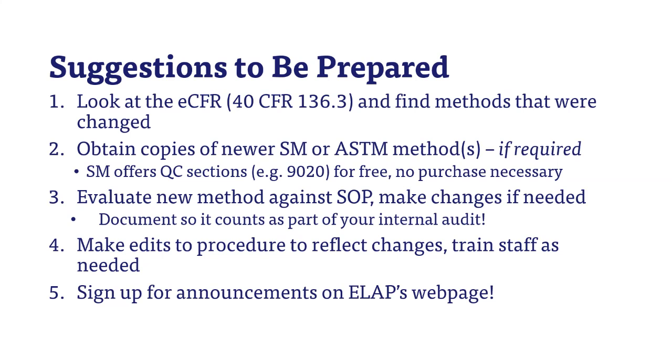But for those of you who need a copy of standard methods, all of the quality assurance and quality control sections are available from standard methods for free. You don't need to purchase any of the newer editions. So if you don't have a copy, you can easily obtain the QC sections on their own. So 9020, for example, straight from the standard methods website. I would take a look at the new methods and evaluate what is changing versus what you already do. A lot of the laboratories that I've talked to already do 99% of what's required in those method changes.